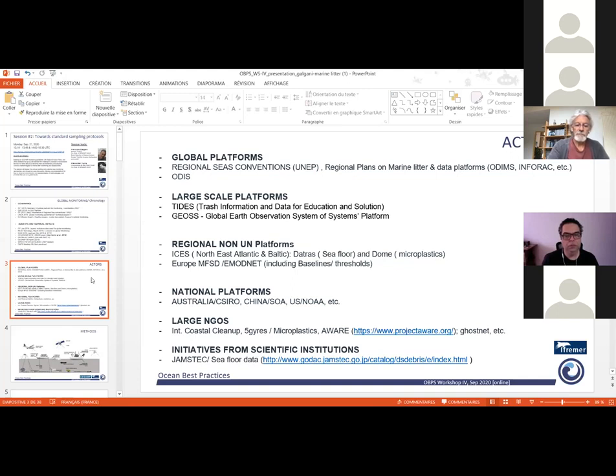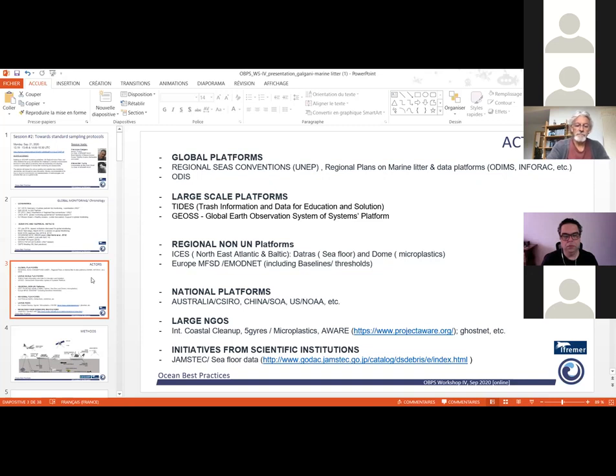Then we have some regional non-UN platforms like ICES, the International Council for the Exploration of the Sea. It's mainly for the Northeast Atlantic. We launched some databases that are used by EMONET. MSFD in Europe also launched monitoring some years ago and it's now operational. And it also has the EMONET database.